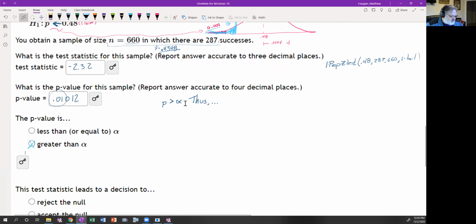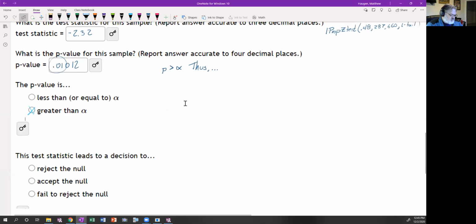does that mean we accept the null? We never accept the null. They put that there just to drive you nuts. Never click on it. We fail to reject the null.